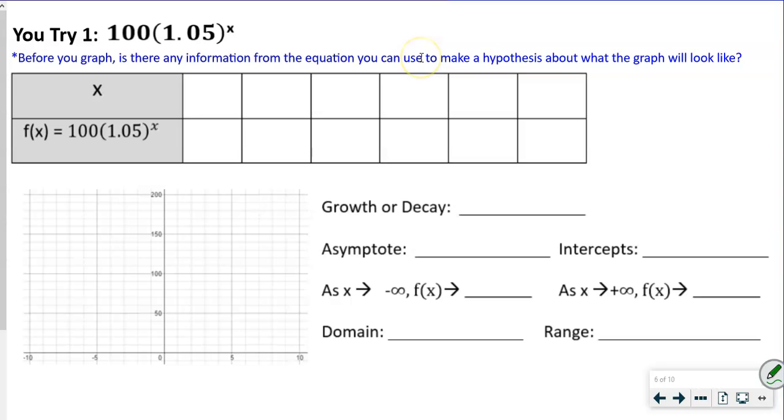But before you graph, is there any information from the equation that you can use to make a hypothesis about what the graph's going to look like? So what do you think this 1.05 means? Yeah, you should be able to tell now, because that's greater than 1, that this is going to be a growth function, and that this 100 is where this function is going to cross the y-axis, right? Okay. So go ahead and do this one. Come back to me when you're done.